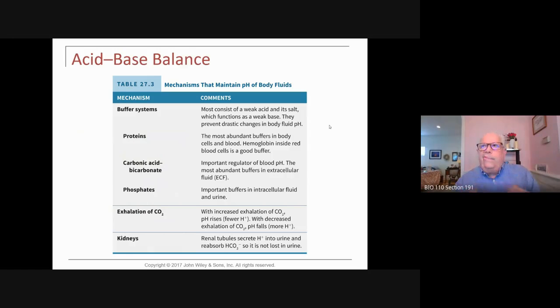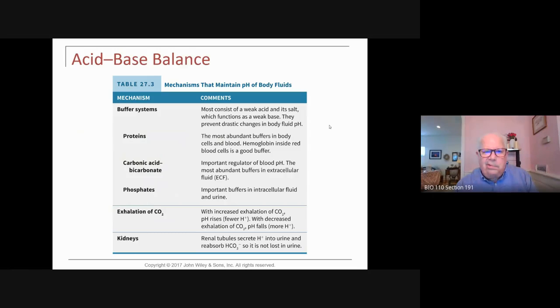If you have too much base, or if you have too much acid in your body, not only can the kidneys excrete acid, they can conserve base. So your kidneys will excrete hydrogen and conserve bicarbonate because that is a base. That is a base, okay?